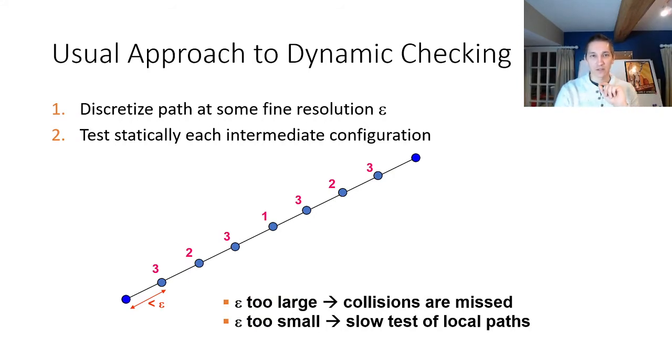There is, however, a trade-off when choosing this value epsilon. This is not the same as an epsilon alpha beta expansiveness. This is just a resolution parameter. If this resolution is too large, then we might miss some collisions. And if this resolution is too small, then it'll take a long time to do local path checking. In any case, we pick epsilon so that we are in the Goldilocks zone of being just right.